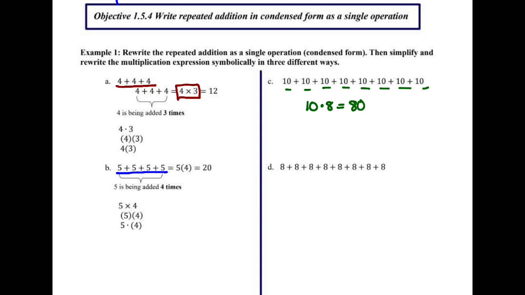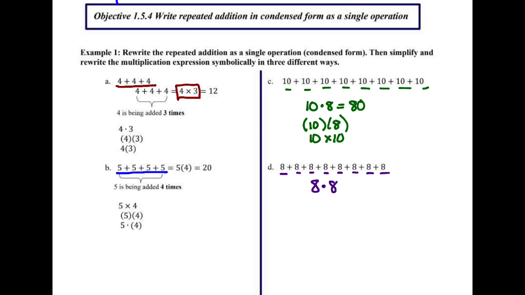And now we have to write it 3 more ways. So if we would write 10 times 8, actually, it's just 3 ways total, right? So our original, and then 2 more. So this next one, we have 1, 2, 3, 4, 5, 6, 7, 8 eights. Okay, so this is going to be 8 times 8.